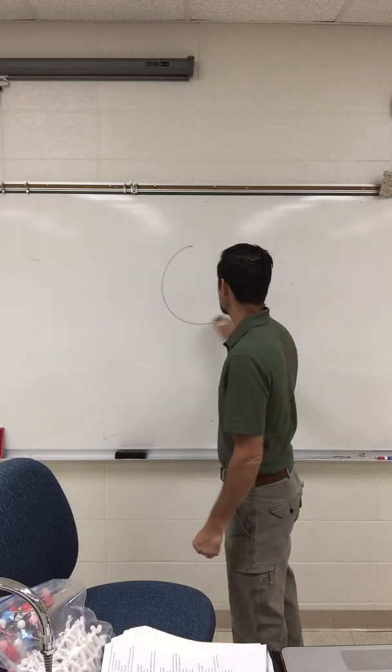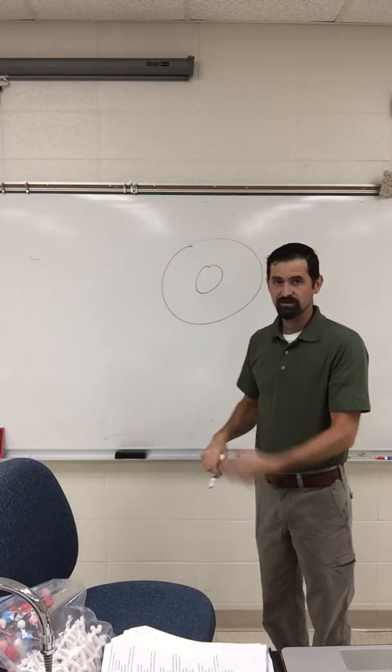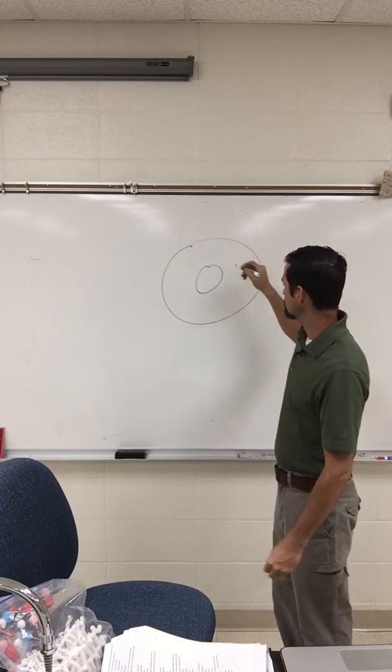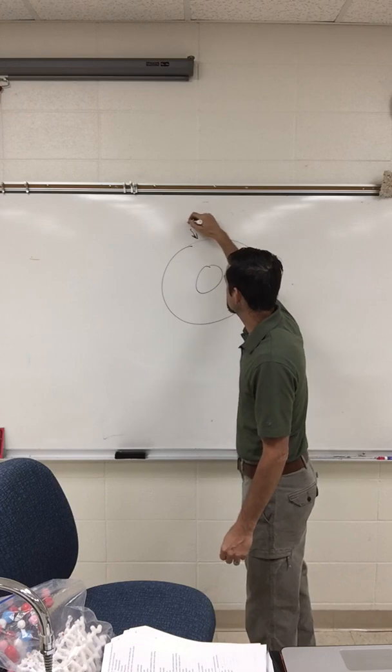When we start looking at our generic cell, let's just make a big circle. All right, there's our cell. And usually on the inside they show something like this. So let's just kind of start here. This outside barrier would be the cell membrane.